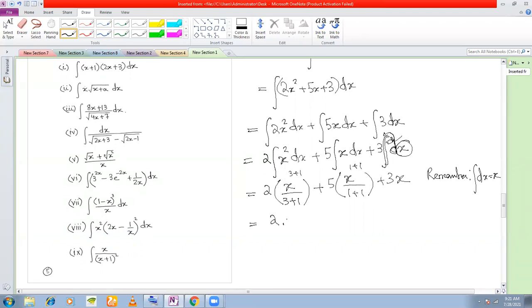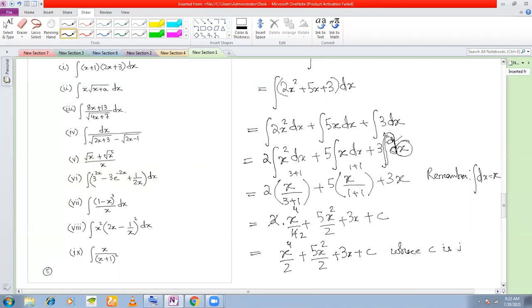So this is 2 into x to the power of 4 by 4 plus 5 into x squared by 2 plus 3x. And you add a constant of integration, plus c. You cancel this, you get x to the power of 4 by 2 plus 5x squared by 2 plus 3x plus a constant of integration. I'm writing this because this is the first sum. This is the constant of integration. Clear with this integration? First sum.